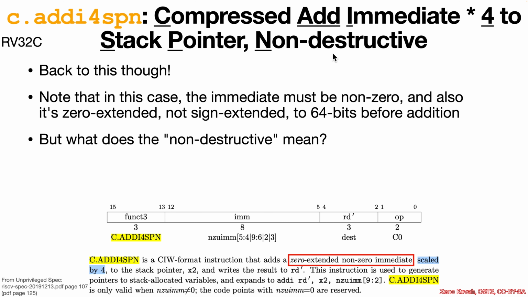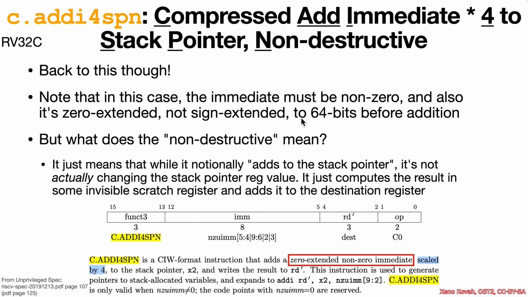But there's also that element at the end where it says non-destructive. So what does non-destructive mean? Well, it means that it's hard-coded that it adds to the stack pointer before putting it into the destination register, but it is not adding to the stack pointer in a way that changes the stack pointer. It's just add to the stack pointer and put it in some temporary, actually hidden register that you, the assembly programmer, can't see. So it places it in a scratch register, calculates the value, and stores that value into the destination without ever actually changing SP.